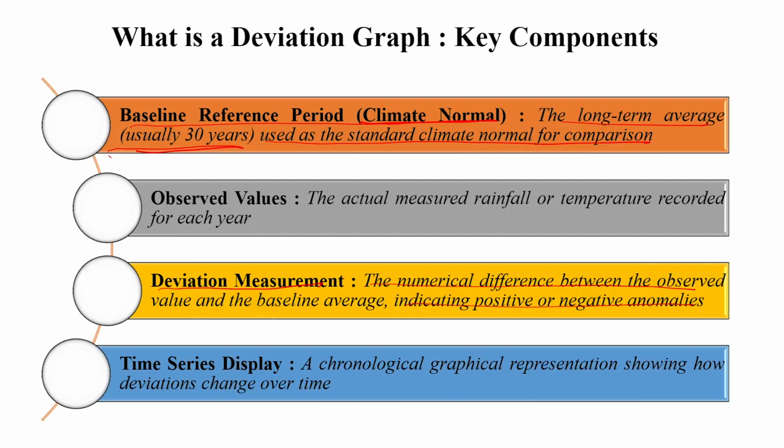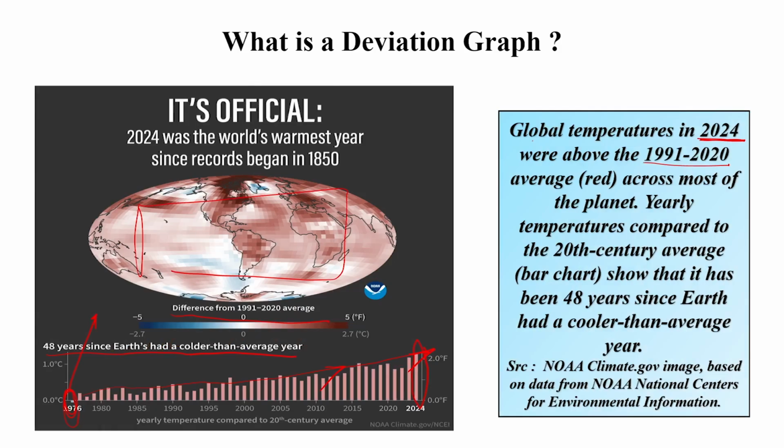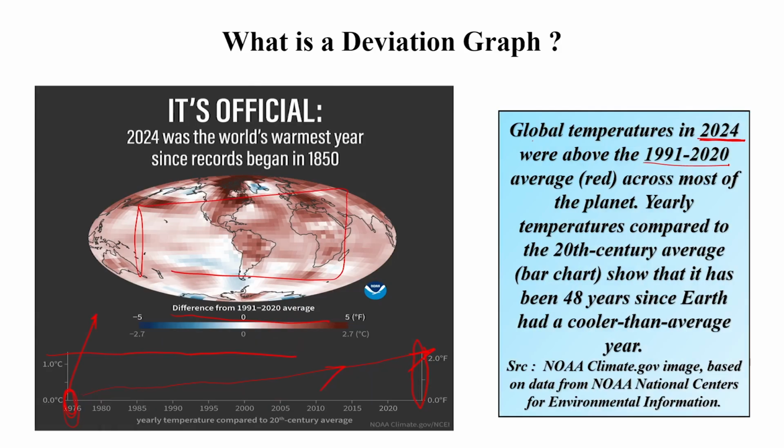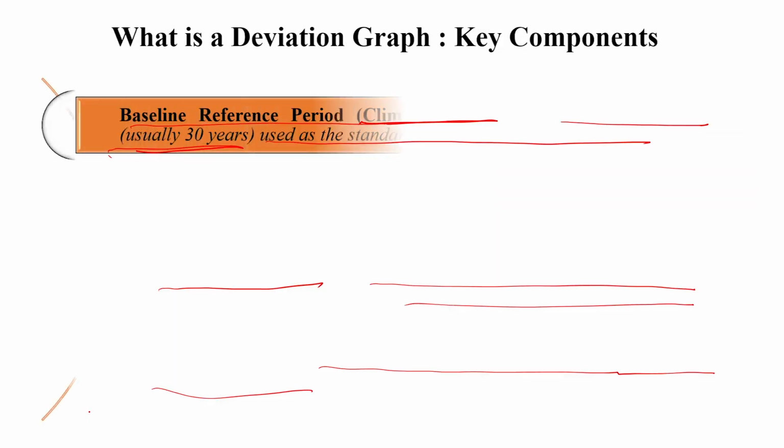Next is time series display. A chronological graphical representation showing how deviation changes over time. Whatever earth-related data we are getting, whether temperature or rainfall, we can't plot everything on the map on top of each other, right? All the maps would be stacked on top of each other, so we can't predict exactly what is happening. So we create a time series chart like this. Whatever time series analysis we do, we create a time series chart for that.